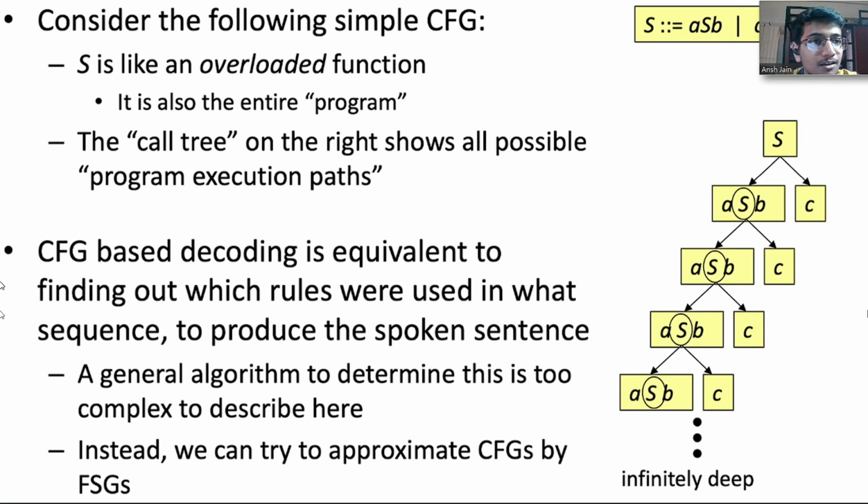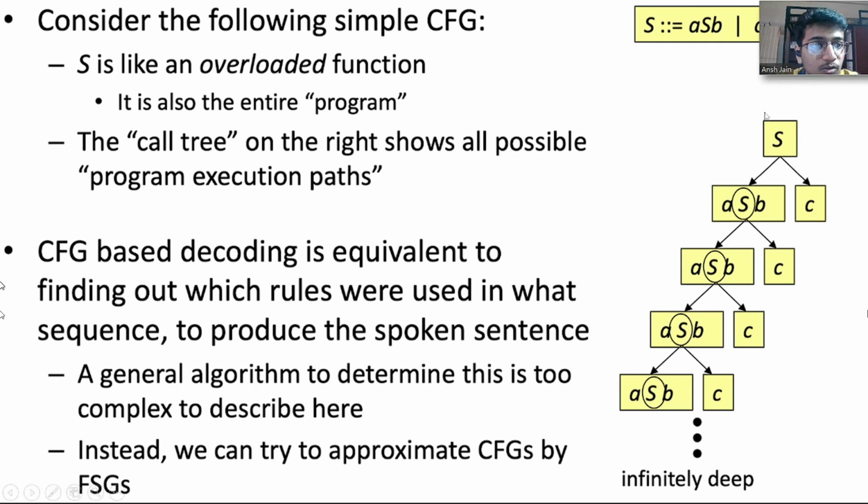Thus, this is the core algorithm that we are using when we talk about the application of CFG in speech recognition programming. A general algorithm is too complex to describe here. So instead, we can try to approximate CFG by FSG. FSG is nothing but the finite state grammar.